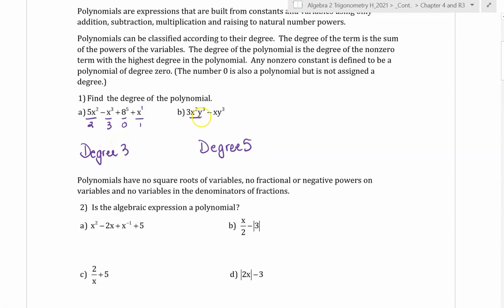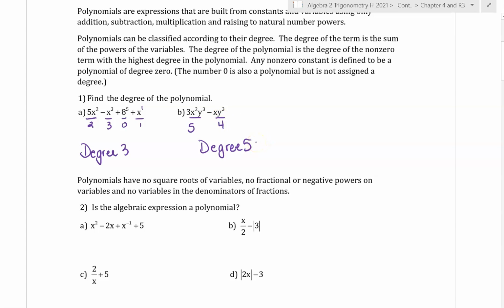Over here, you had to add the 2 and the 3 because the degree of the first term is 5, because we're looking at the powers of the variables. The degree of the second term is 4. So the degree of the entire polynomial is 5.